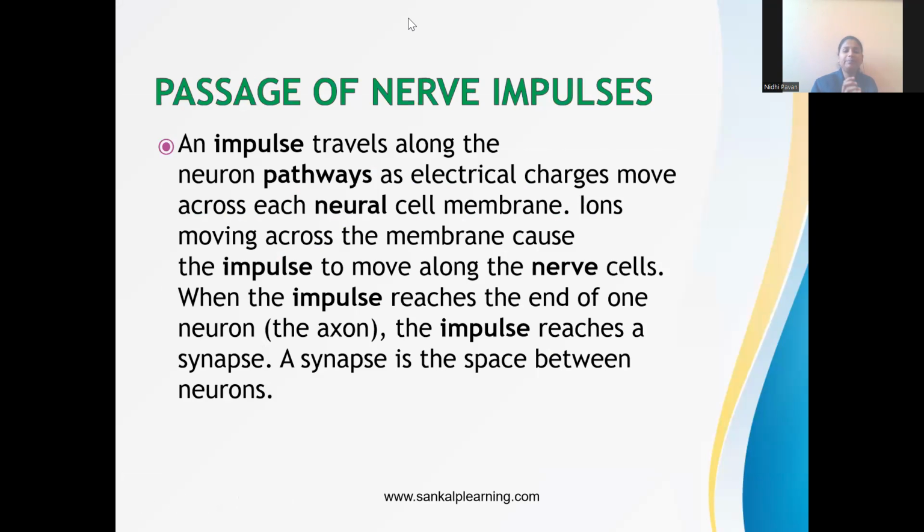Impulse travels along from one neuron to another neuron. The electric signal has to pass. So these pathways are passed in the form of electrical charges across the cell membrane, that is the membrane of the neuron or a nerve cell. Ions moving across the membrane cause the impulse to move along the nerve cells. Ions are nothing but the charged particles or the charged substances.